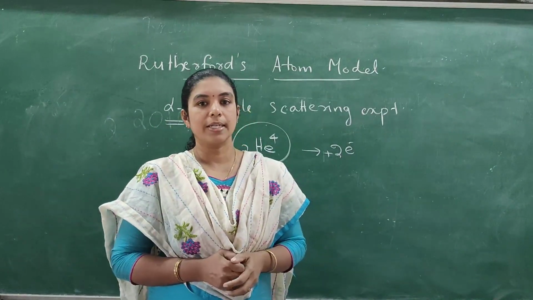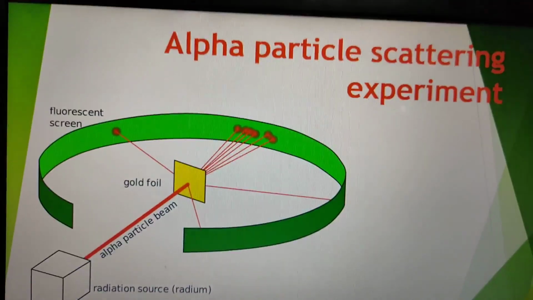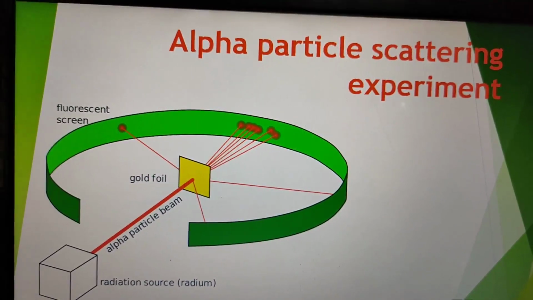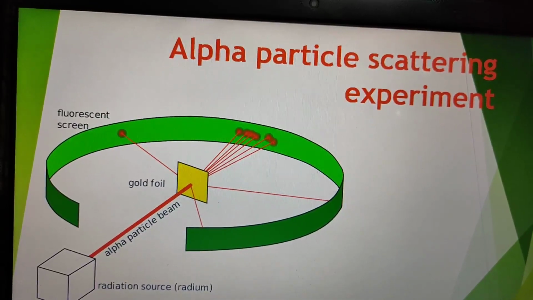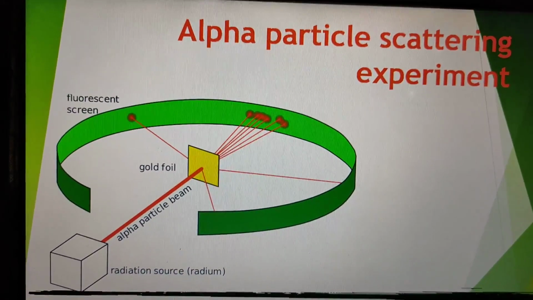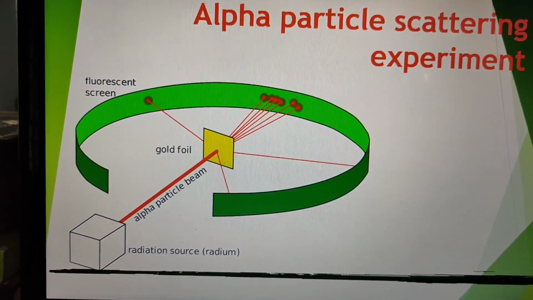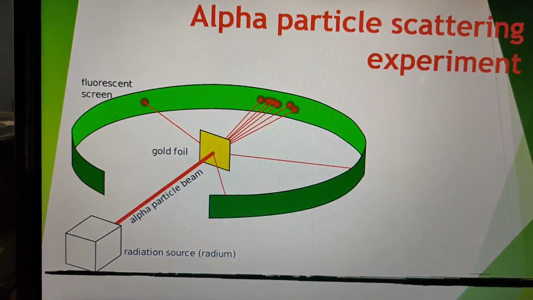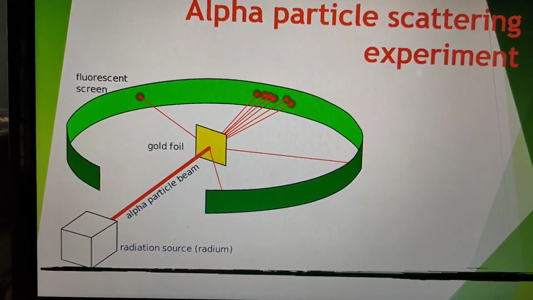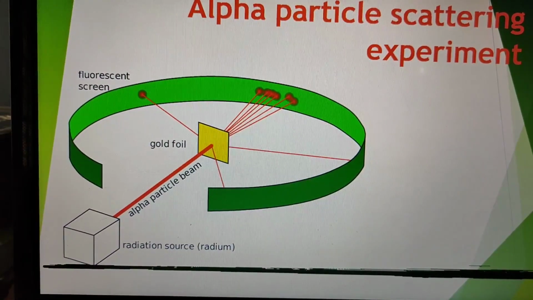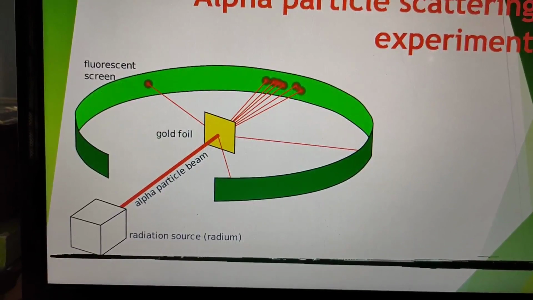Now we will see the experimental setup made by Rutherford. This is the experimental setup done by Rutherford to identify the structure of atoms. Here we can see a radiation source which is emitting alpha particles, and those alpha particles are incident on a gold foil, and the scattered alpha particles were collimated onto a fluorescent screen. The fluorescent screen is made of zinc sulfide material.